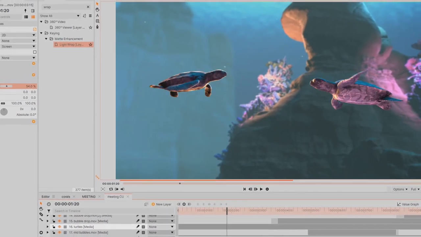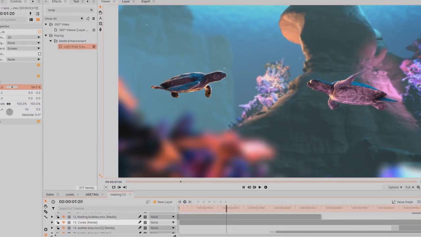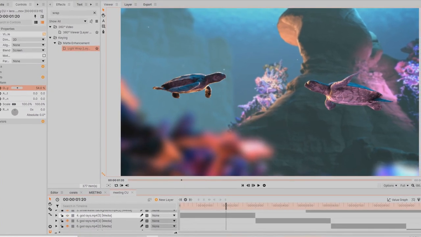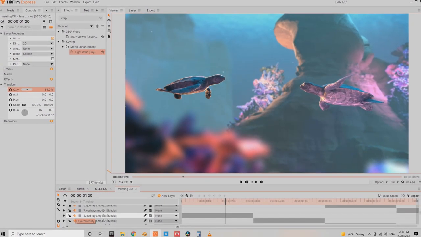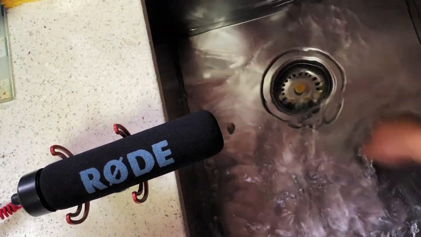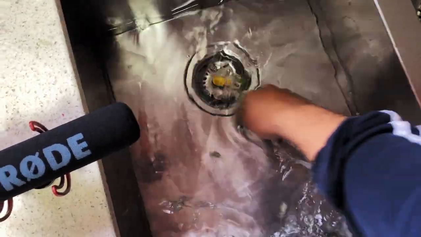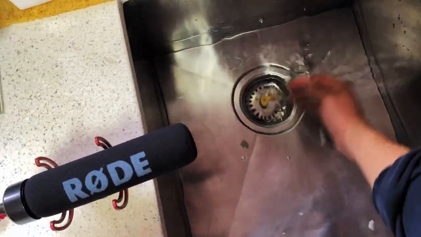The layers were then composited together along with finishing touches, such as bubbles, floating particles, and volumetric light rays, to sell the idea of being underwater. For audio, the RØDE Video Mic Go was used to capture foley, such as splashes and movements through the water.